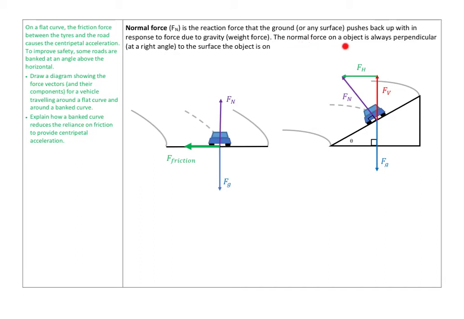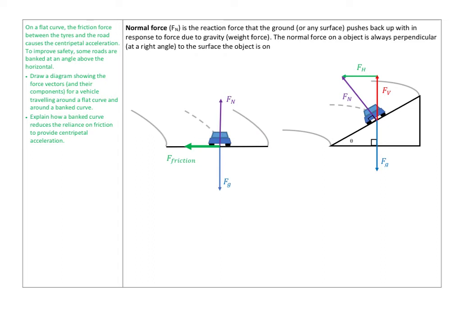Now, the normal force on an object is always perpendicular, or at right angles, to the surface the object is on. So in a horizontal case, that's pretty obvious, straight down, straight up. But where we have something sitting on a banked surface or sitting on an angle, the gravitational force is straight down, but the normal force will be perpendicular to the ground. We'll talk about why that's important in a sec.